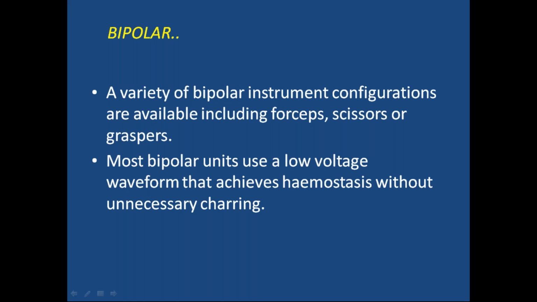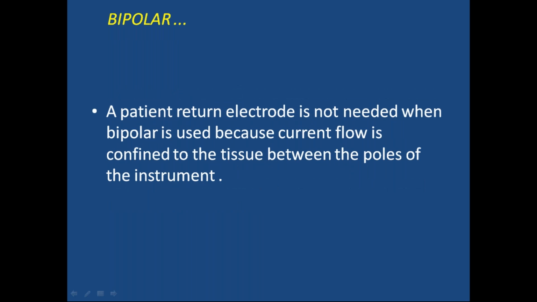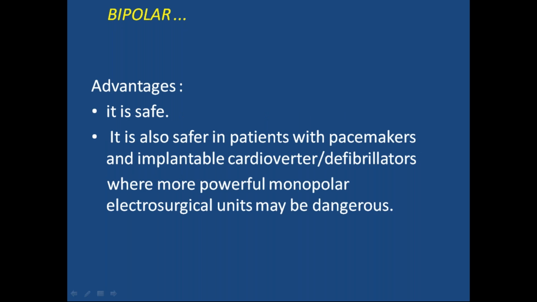There is a variety of bipolar instruments such as forceps, scissors, and graspers. These are the various types of bipolar instruments. Most bipolar instruments use a low voltage waveform that achieves hemostasis without unnecessary charring. So the adjacent tissues will not be involved. Only the tissue between the two electrodes is involved. The patient return electrode is not needed when bipolar is used because current flow is confined to the tissue between the poles of the instrument. The advantage is that it is safe, and it is also safer in patients with pacemakers and implantable cardioverter defibrillators.